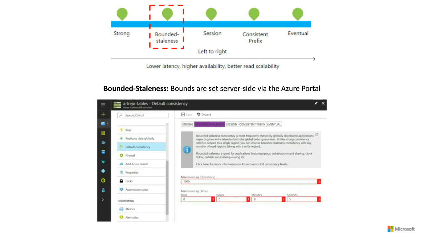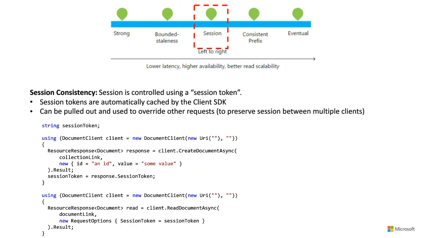For bounded staleness, we just ask you for 2 dimensions: the number of operations as well as the amount of time for the maximum staleness window. For session consistency, we maintain that session through the concept of a session token.